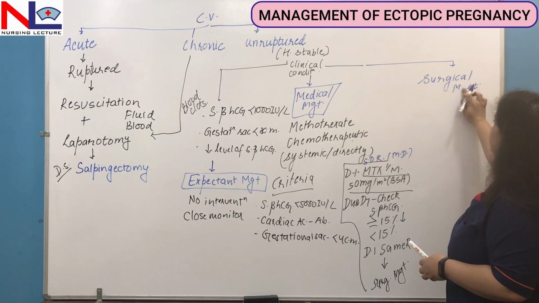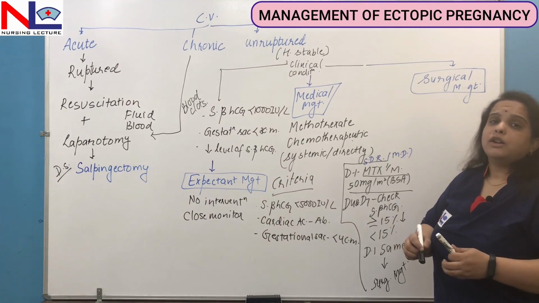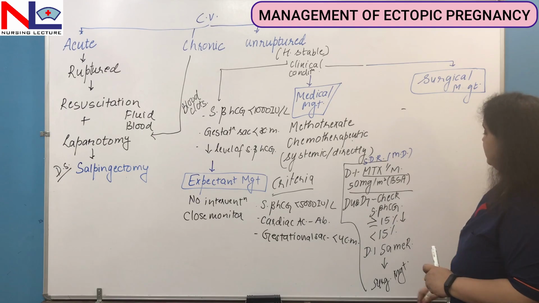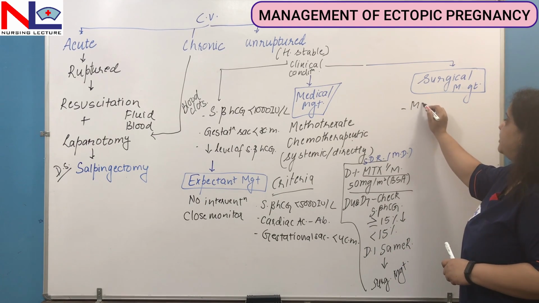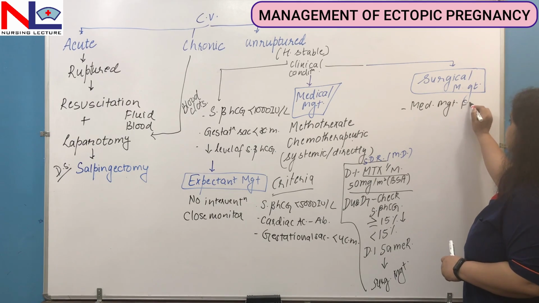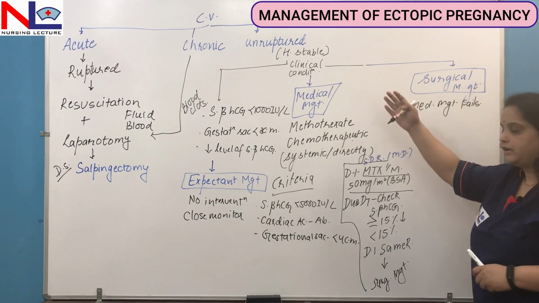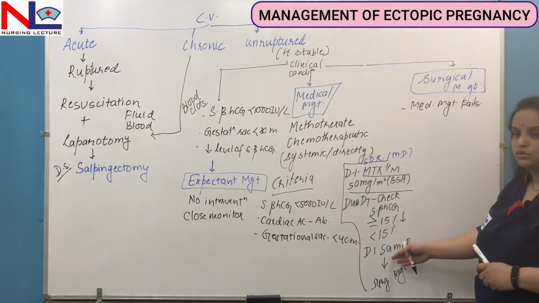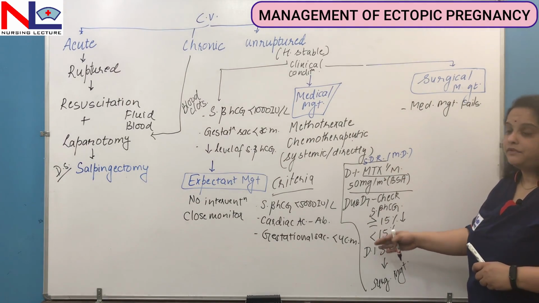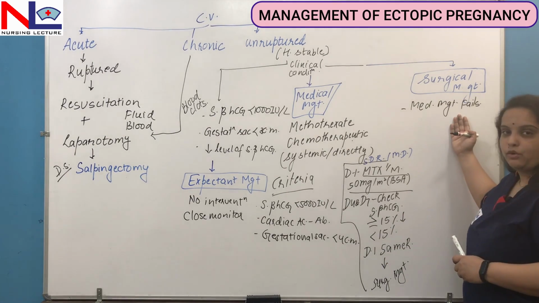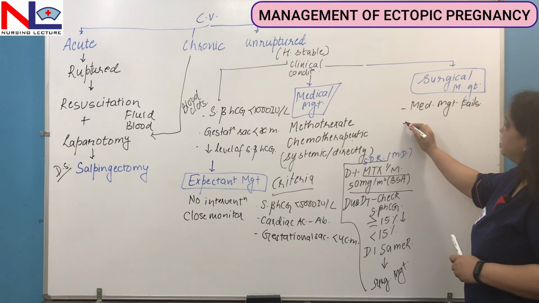Surgical management that we can do. Now, what are the criteria for the surgical management? Suppose the medical management fails. You are giving this line of management, and if it fails after giving the second dose of methotrexate itself, the levels are not declining, then you will go with the surgical management.